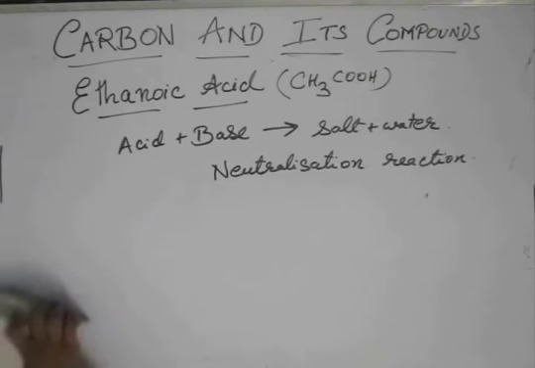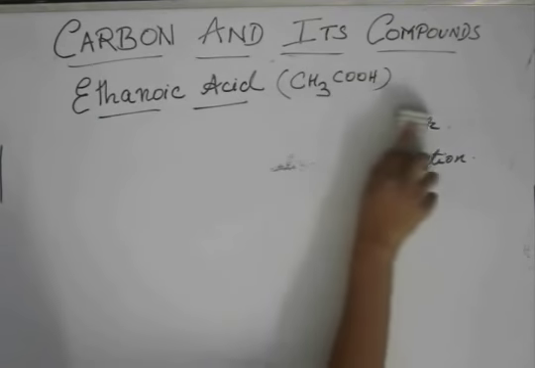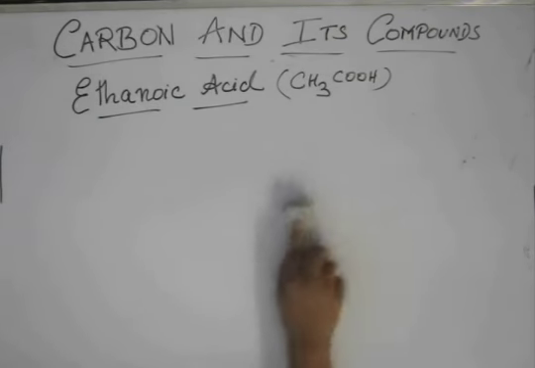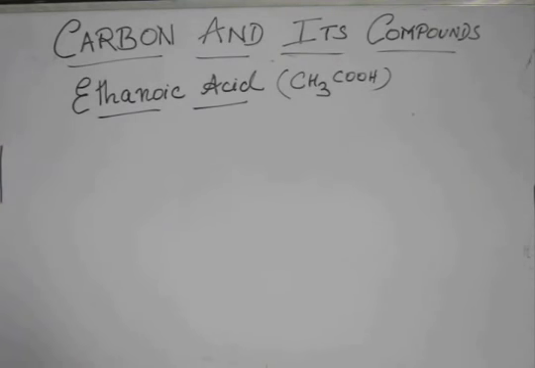Because it is very ionic. It can give out electrons easily, and it can make ions very easily. So that was the neutralization for ethanoic acid.